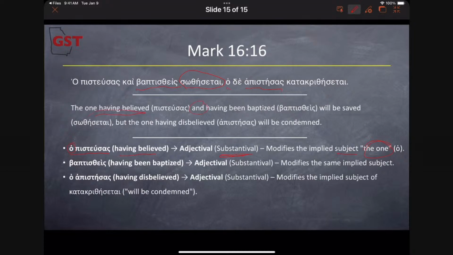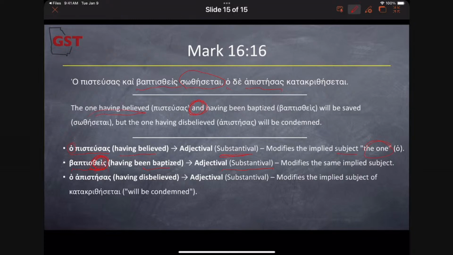And notice this and baptistes. Well, that's also having been baptized, functioning adjectivally, substantively. I'm going to double check because I don't believe that's a participle. I think that's wrong. That's not a participle. But it is. Which one? Baptistes. It's a participle. It is? It's an aorist passive participle. Aorist passive. Thank you very much.